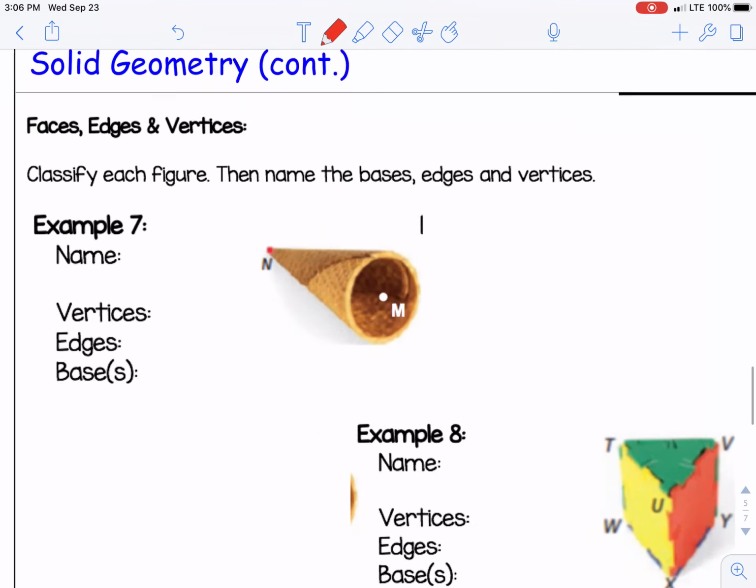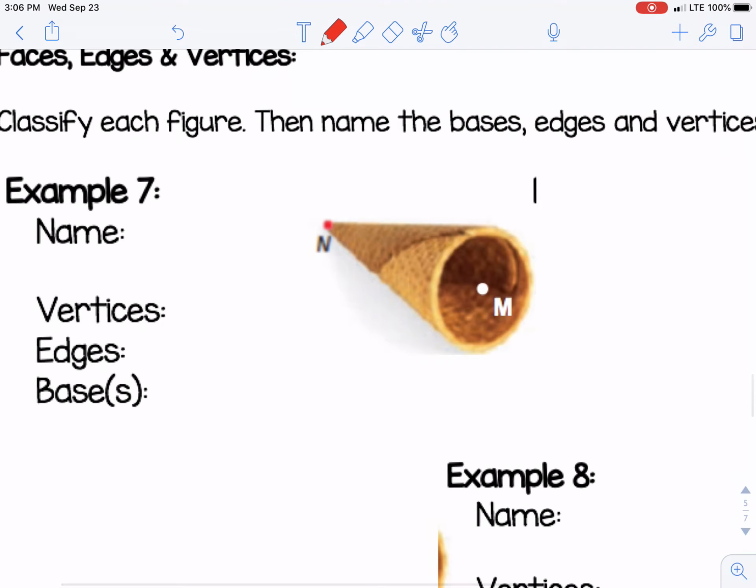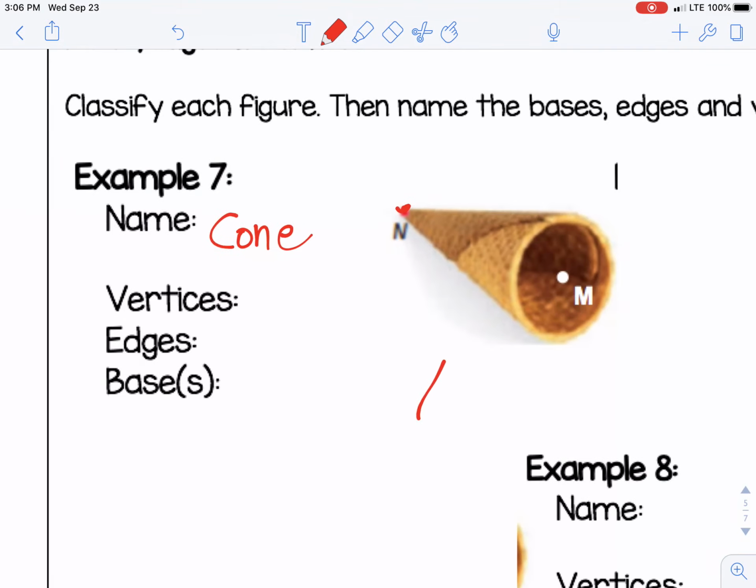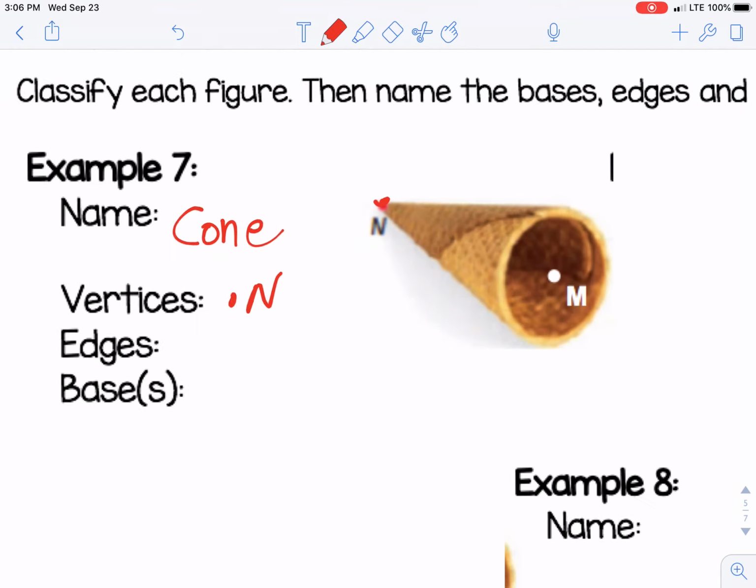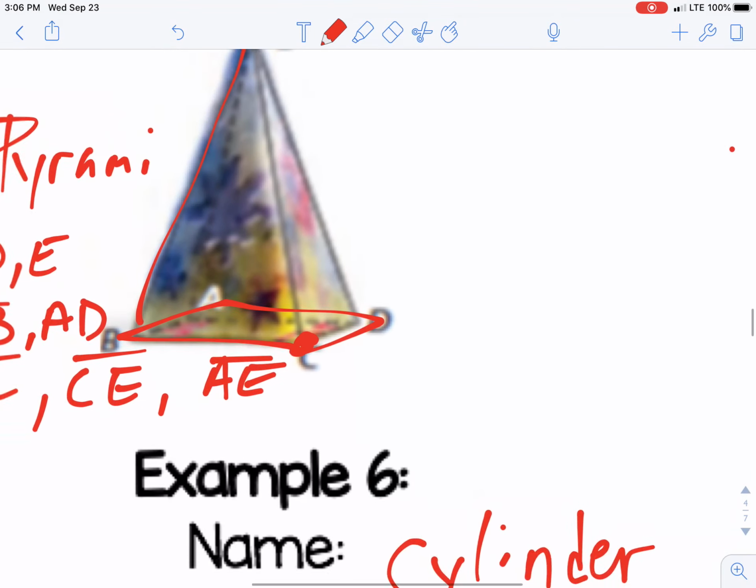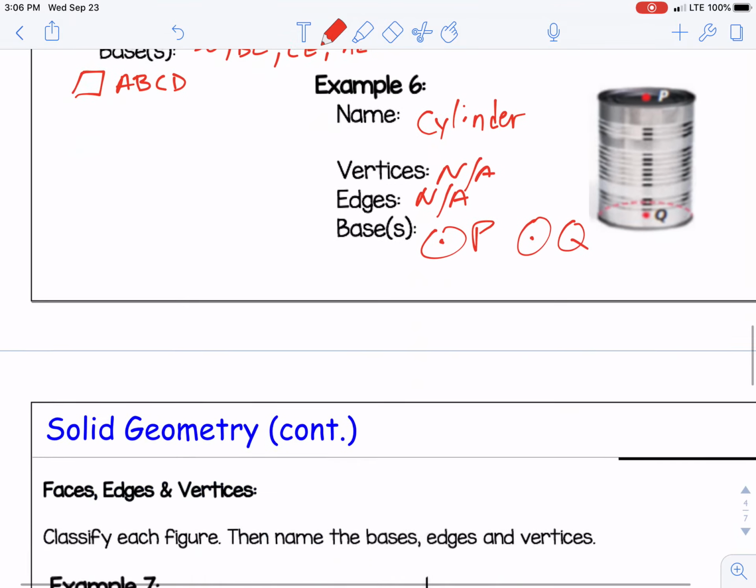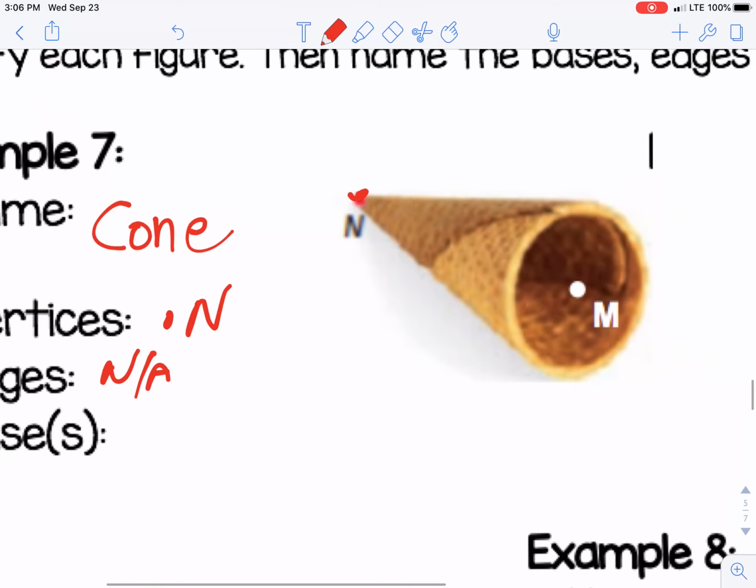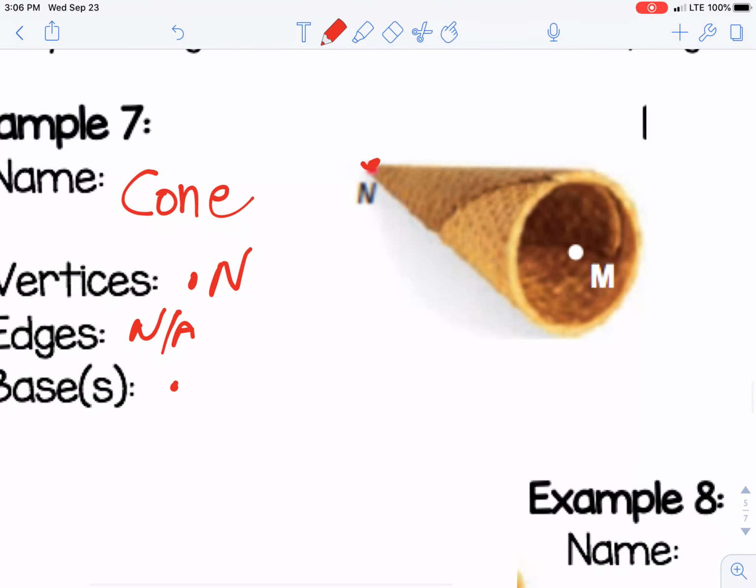Okay? We get down to a cone. The name is a cone. It's got a circular base, and it comes together at a point, so we would call this a cone. Okay? Vertices. We got that nice point, so we can call that point N. Right? There are no edges. Like up here, it's going from vertice to vertice. Those are not edges, so there are none. And the base is circle M.